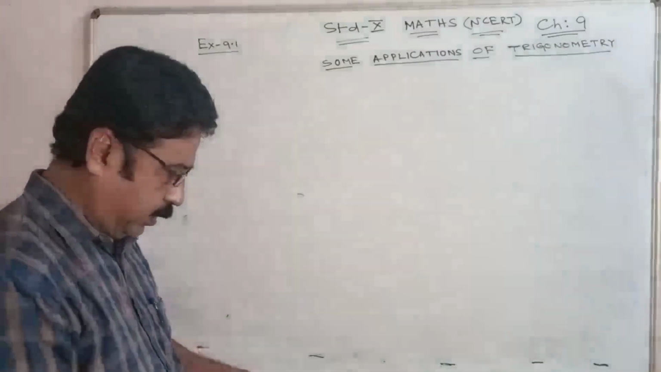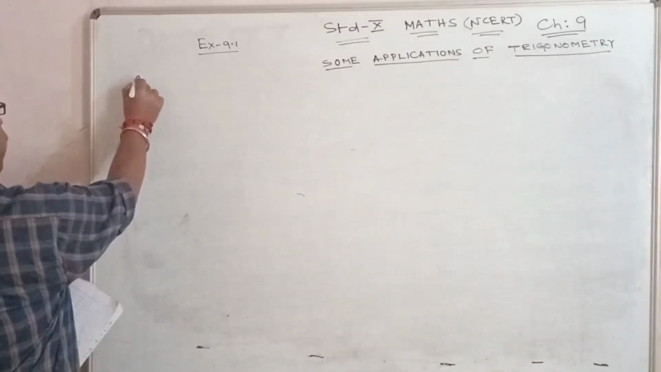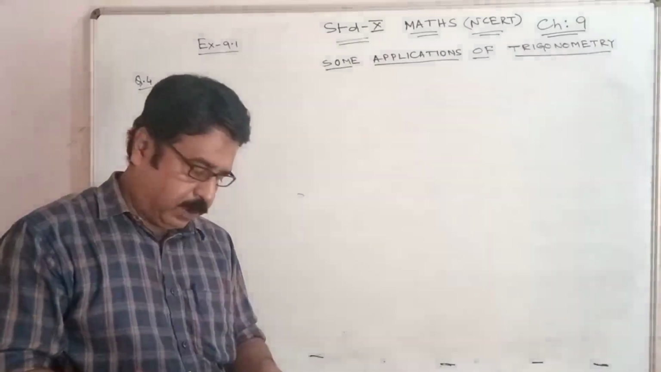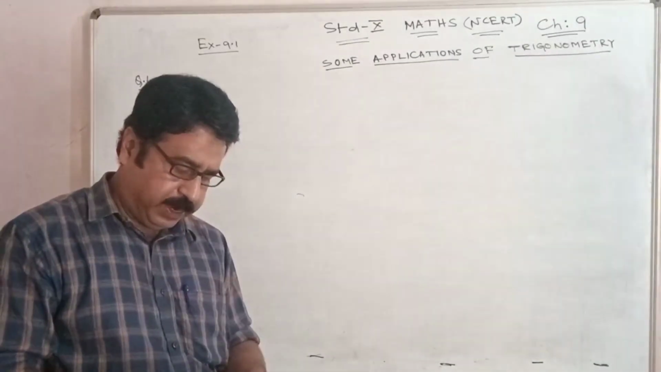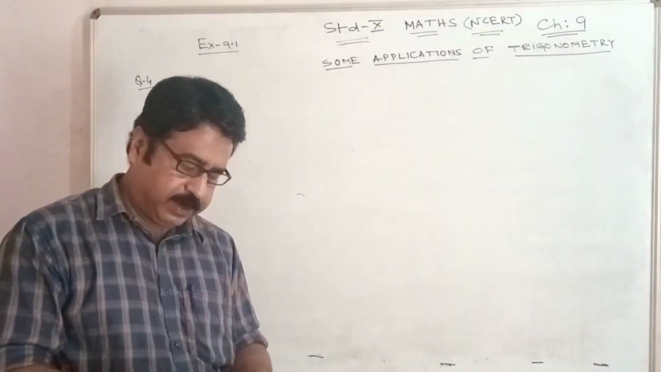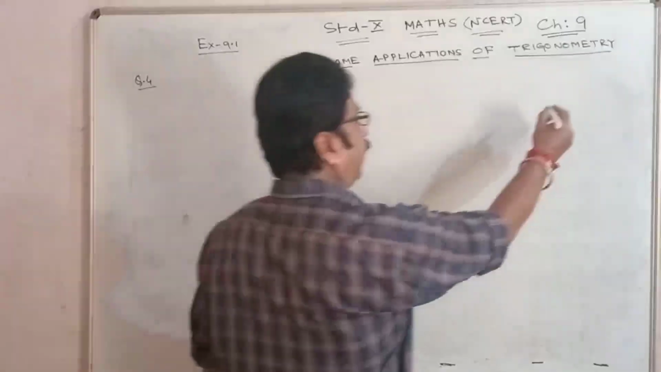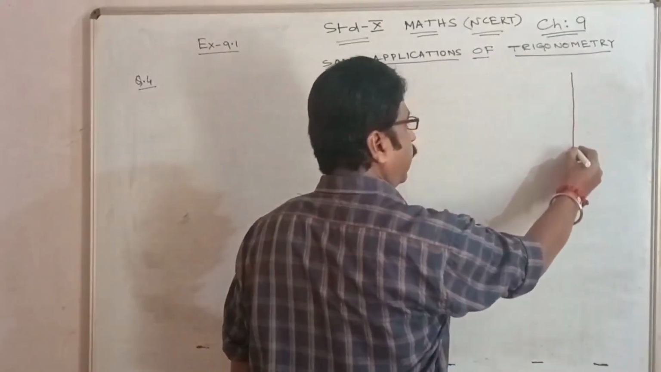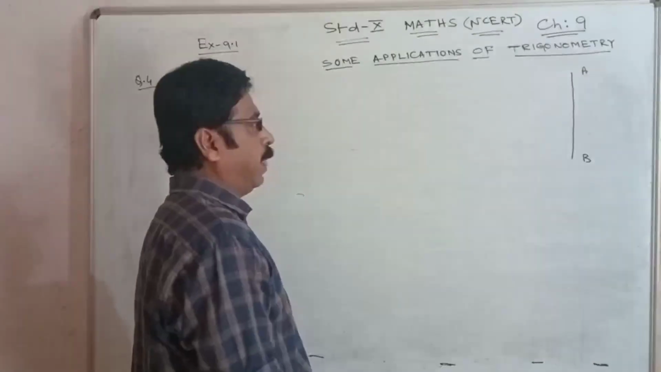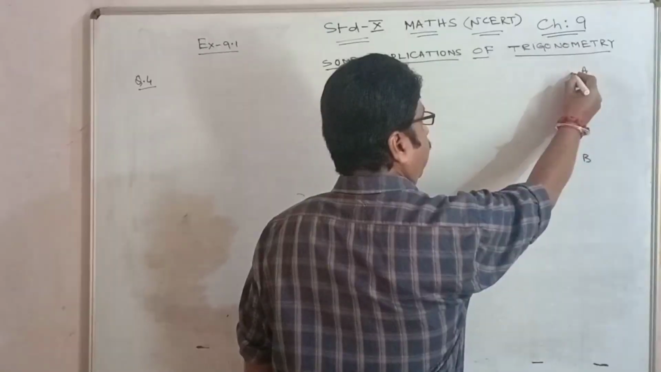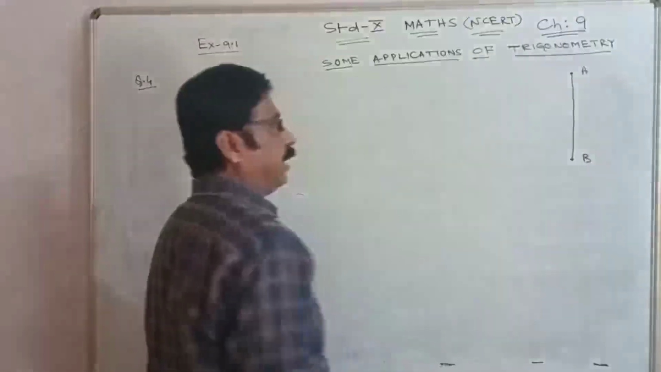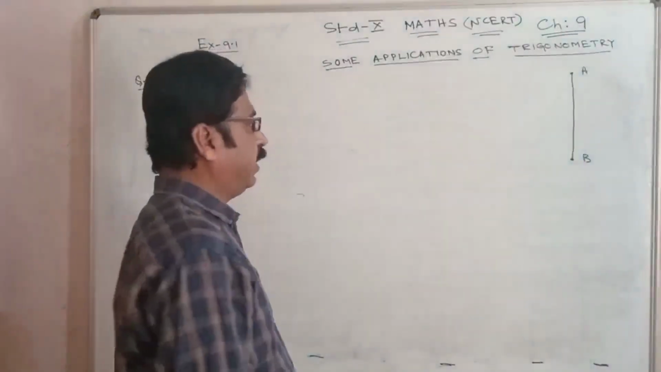Next one, question number 4. The angle of elevation of the top of a tower from a point on the ground, which is 30 meter away from the foot of the tower, is 30 degree. This is a tower AB. Suppose AB is the tower. It is the top point of the tower and it is the bottom point of the tower. So A is the top point, B is the bottom point.